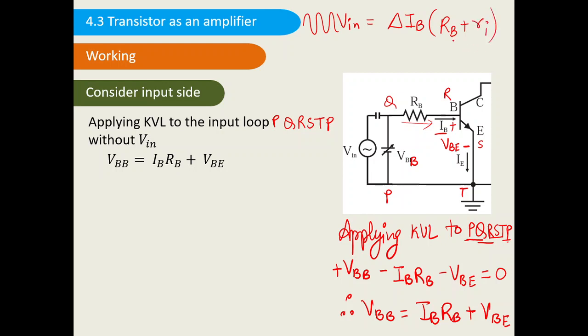Now while explaining the circuit diagram, I told you this RB value is very small, such that it can be neglected. So if you neglect this, what will be the value of Vin we will be getting? Vin will be delta IB, RB we have neglected, multiplied by small ri. Okay, so this is the value of Vin.